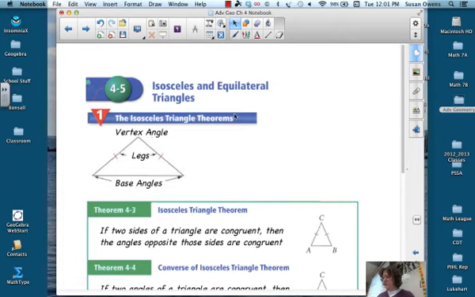Today's video is for Advanced Geometry, Chapter 4, Section 5, Isosceles and Equilateral Triangles. Okay, so we start out with a diagram to show you some parts of an isosceles triangle. So from before, an isosceles triangle has at least two congruent sides.